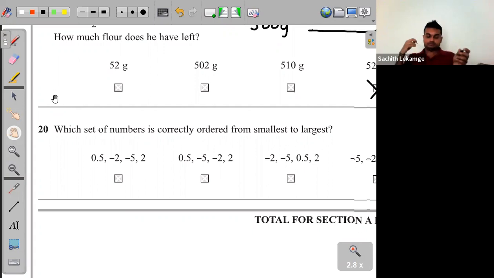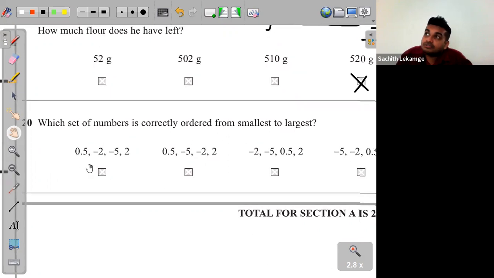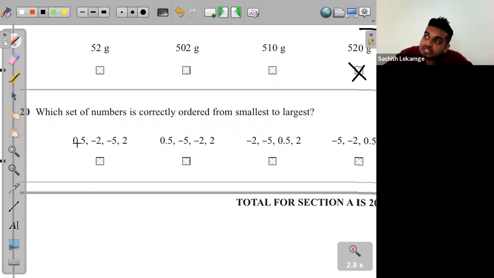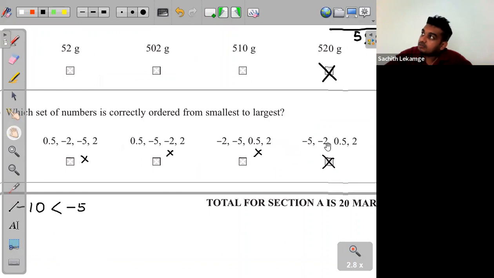In the first paper, last question. Which set of numbers is correctly ordered from smallest to largest? Last one. But we'll check all the answers. Now, first one, if you check 0.5. No, negative numbers. Tell me minus 10, minus 5. Which one is bigger? Minus 5. Remember, when negative, numbers are getting smaller, right? Okay. So according to this, this is wrong. This one, no. Why? Minus 5 is smaller than minus 2. It should be the last one: minus 5, minus 2, 0.52.